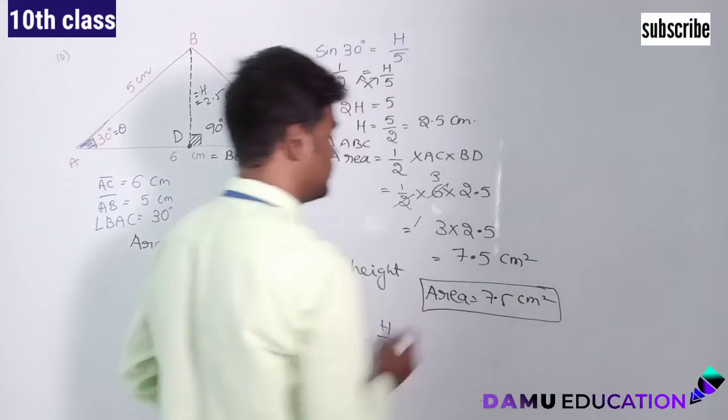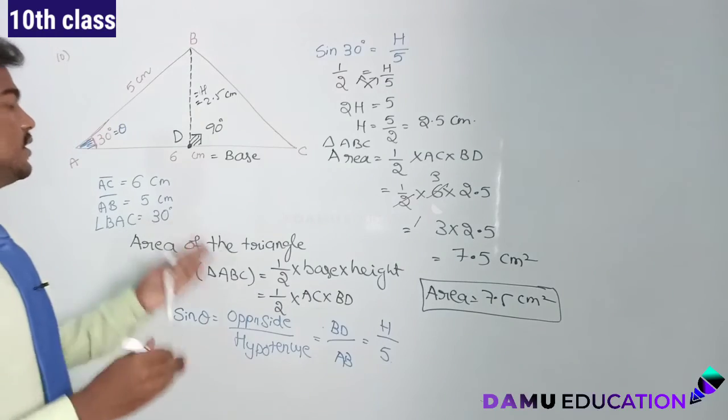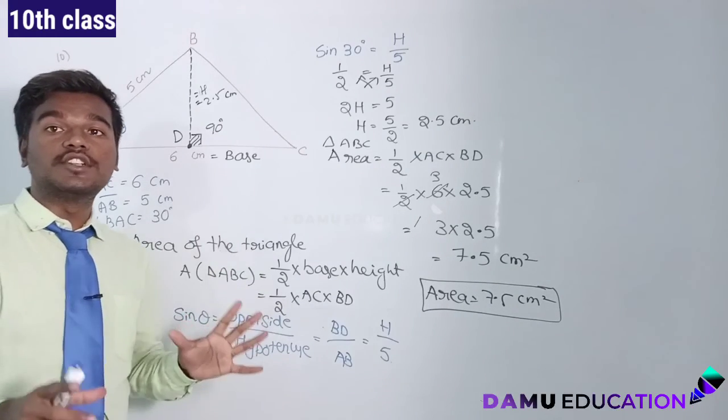So this is the way to find the area of the given triangle by using trigonometric ratios.